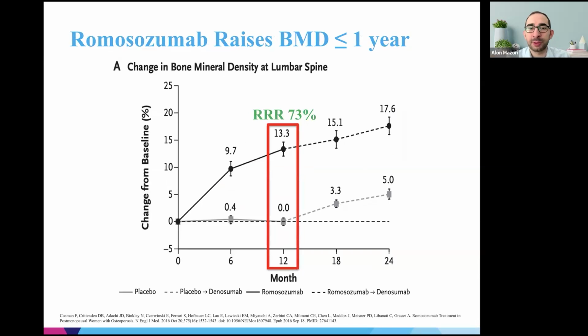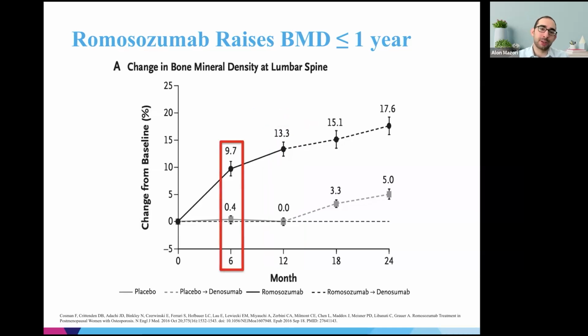The impressive benefit is reflected in the bone mineral density gains of the lumbar spine. At the 12-month mark, we see an increase of almost 13%. And remember, 5% would have been statistically significant. Even at the 6-month mark, we see an increase of 9.7%. And so this medication works very well and very fast.